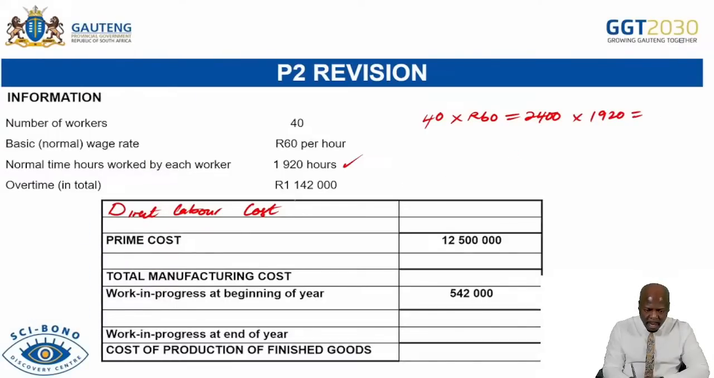So I'm going to come here. I'm going to say 4,608,000. Then I add my overtime plus 1,142,000. Okay. And then that is now going to give me 5,750,000. Now, let me pause here for a while.